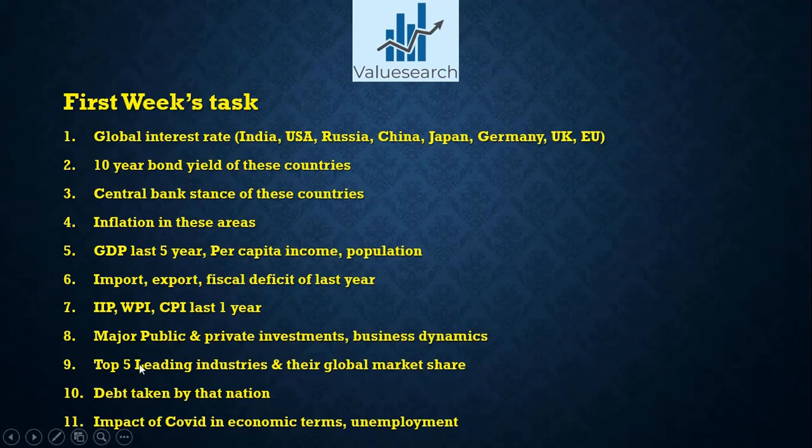So this is what I am looking for: top 5 leading industries and their global market share for each of the countries. For India, US, Russia, China, Japan, Germany, UK, EU. For all these nations and the European Union, find out what the top 5 leading industries are and what their global market share is. Meaning, let's say the IT industry, in the top 5 leading industries every country's IT industry will come, right?